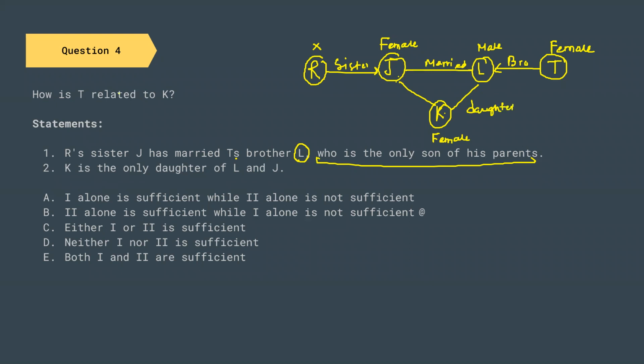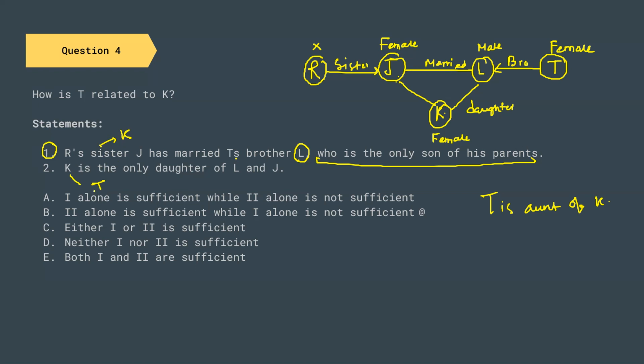Now, how is T related to K? T is the paternal aunt, or you can say that T is the aunt of K. Now, to find out that T is the aunt, we have to use both of these statements. Why? Because in the first statement there is no mention of K, and in the second statement there is no mention of T.